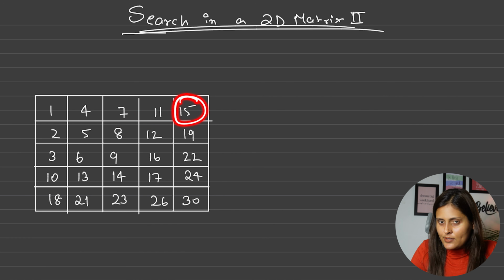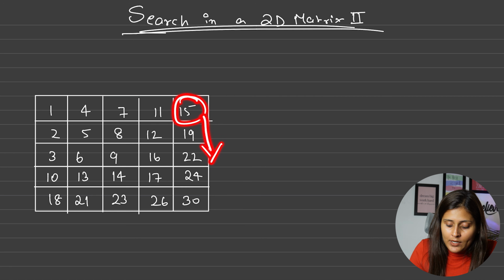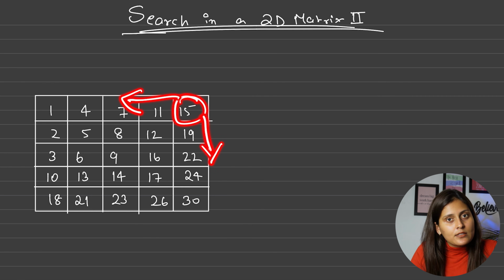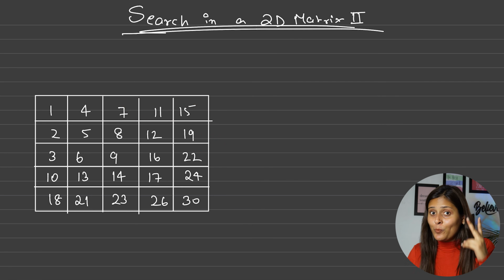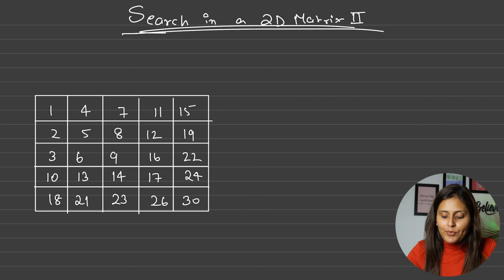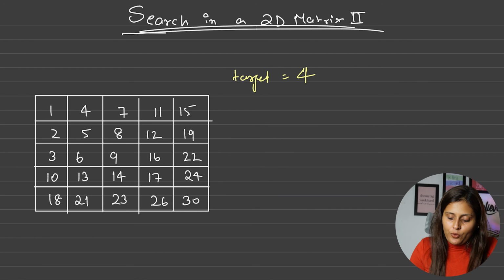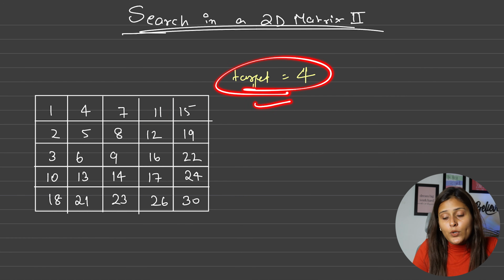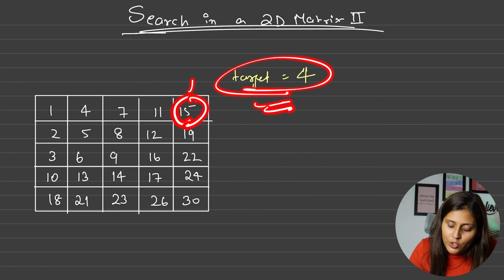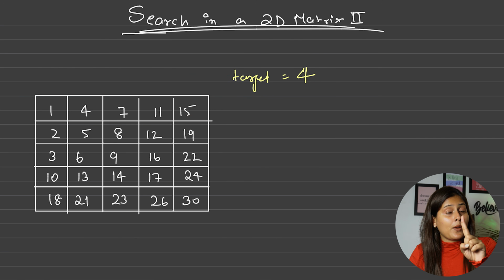15, let's think. If the number is greater, I can go down, and if the number is smaller, I can go left. So I have 2 paths, one for the greater ones and one for the smaller ones. Now suppose you were looking for target 4, correct? You are standing at 15. What are you looking for? Target 4. It is lesser than 15. So why not go towards the left side? Why have I said this?